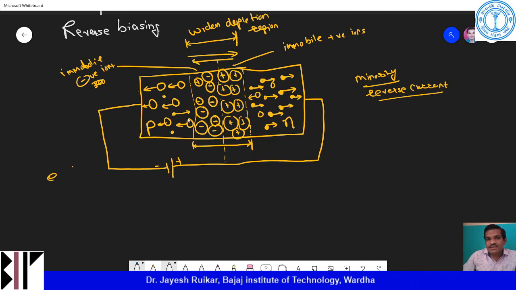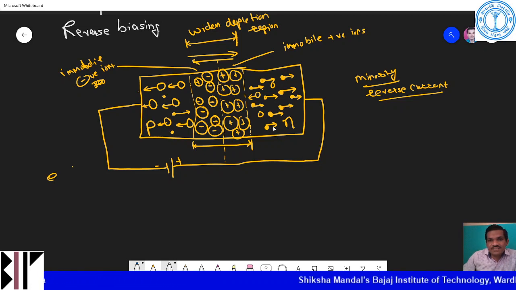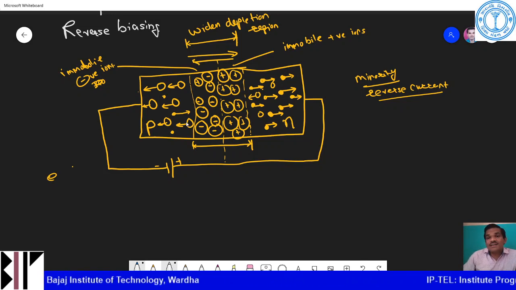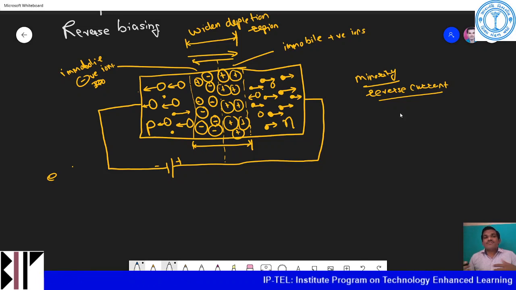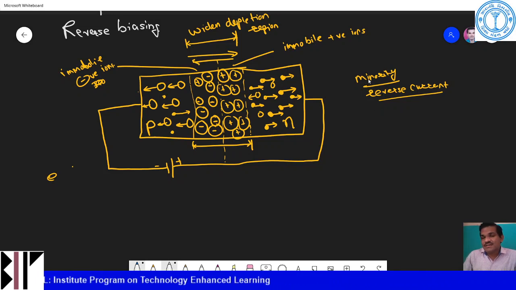But still, there are some free electrons in the P region, which are minority charge carriers, and in the N region we have free holes, which are minority charge carriers. They constitute a current, and that current value is very, very small. That current is called reverse current. Likewise, in forward biasing we have forward current, and in reverse biasing we have a reverse current, which is basically due to the minority charge carriers.